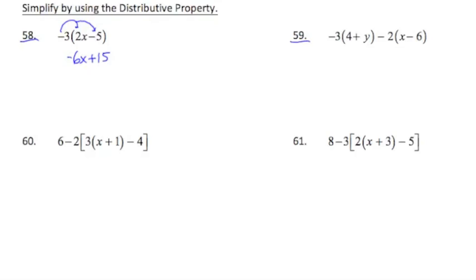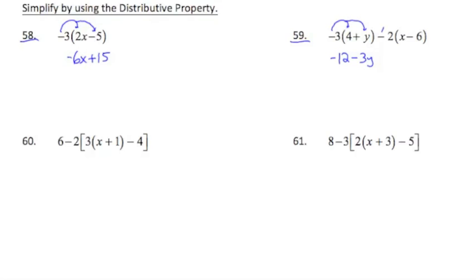Okay, let's take a look at question 59. I'm going to have you pause your video player here and work this problem. When you get done, hit play, and you can see how you did. So in question 59, we actually have to distribute two things. First, I'm going to distribute this negative 3. And so I'll take a negative 3 times a positive 4, which will give me negative 12. And then a negative 3 times a positive y is going to give me a negative answer. So I want to write a negative or minus 3y for that answer.